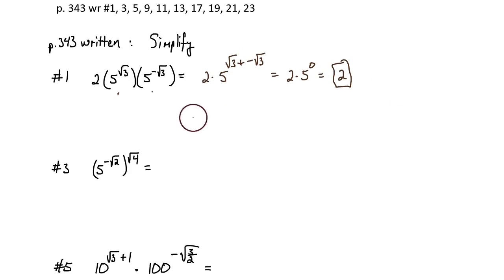For question 3, we have a power in the parentheses being raised to another power. So use the rule about writing the base and multiplying the exponents. When multiplying these square roots together, recognize that the square root of 4 just makes a 2, so we get 2 square root of 2.